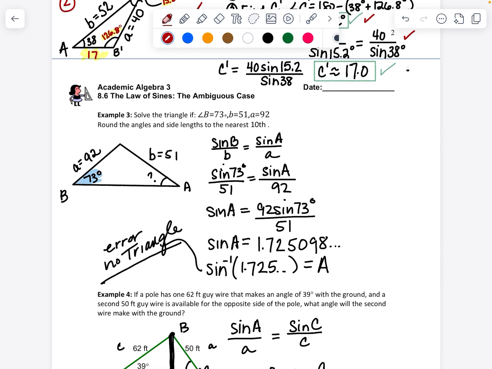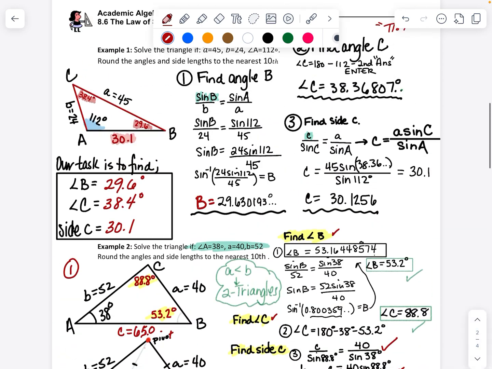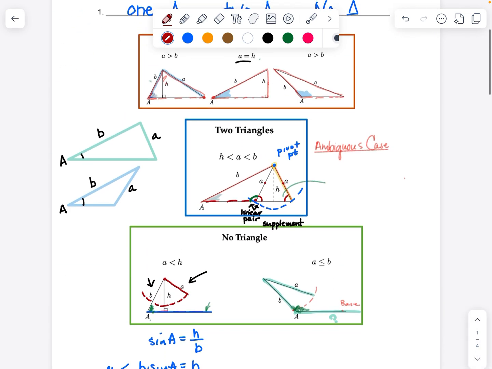Third example, if you recall when we did that, we got sine A is equal to a quantity that's 1.72, and we get an error back in our calculator, which means that there's no triangle. The thing about this is, picture that 51 has got to be shorter, and if I just draw it like this, what's going to happen is it's going to swing down. If that side B is less than or equal to, that's one of the third cases, here it is right here: no triangle.